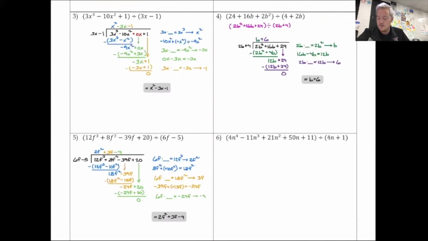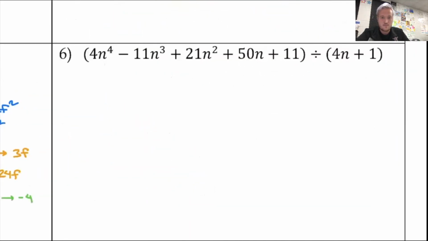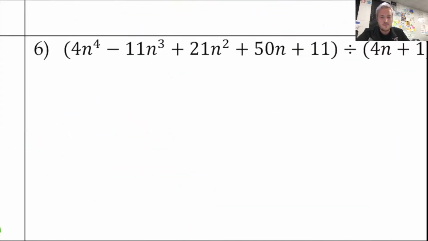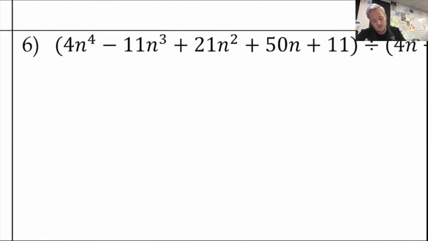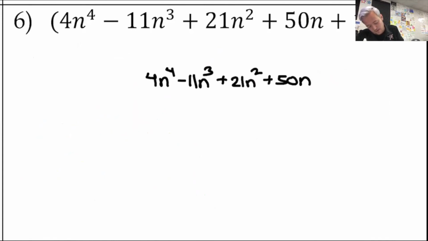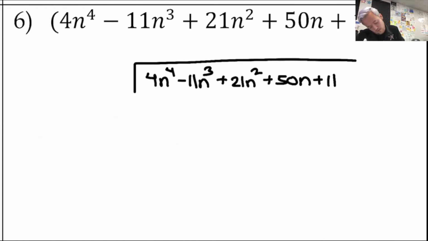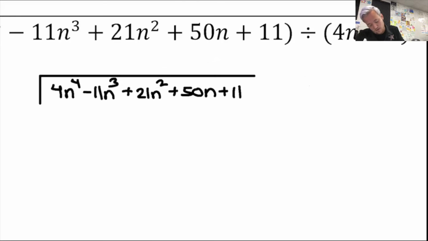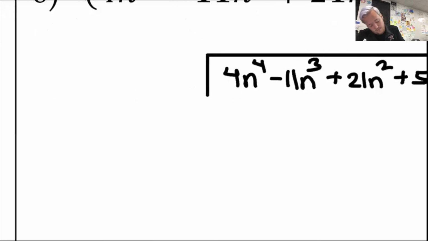Number 6. Tragically, this is the long one. All right, so we have a 1, 2, 3, 4, a 5-term polynomial. So 4n to the 4th minus 11n cubed plus 21n squared plus 50n plus 11. All right, we're dividing by 4n plus 1.